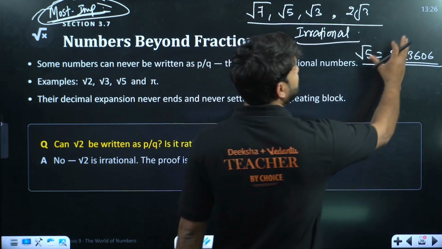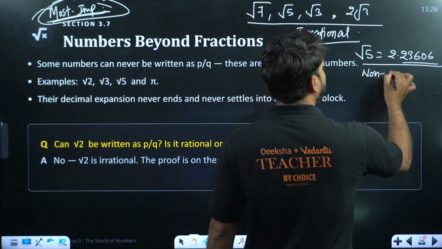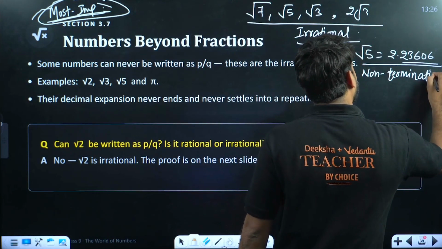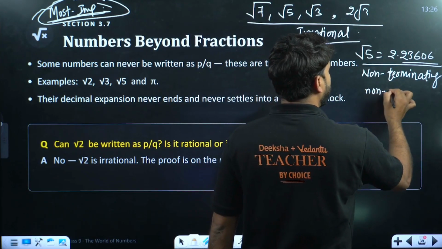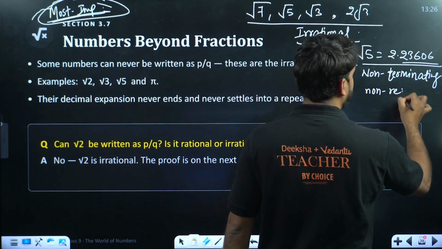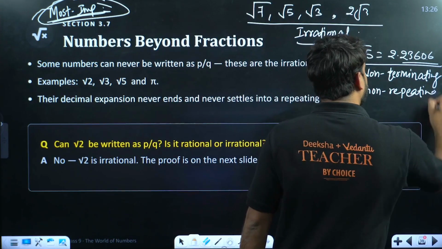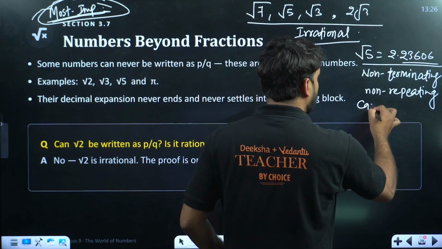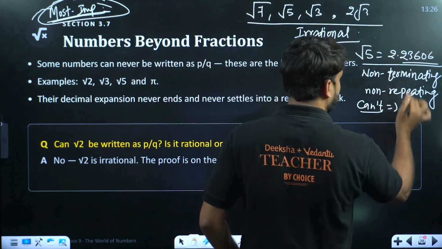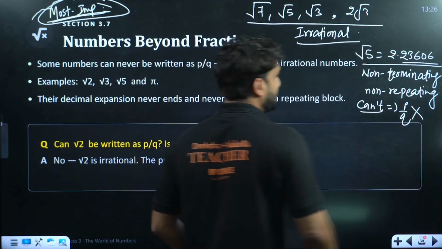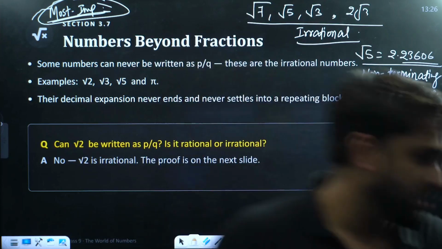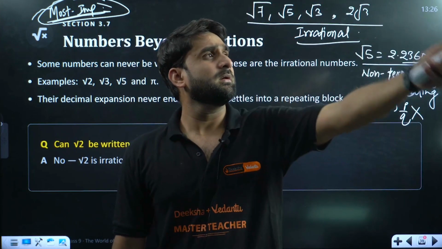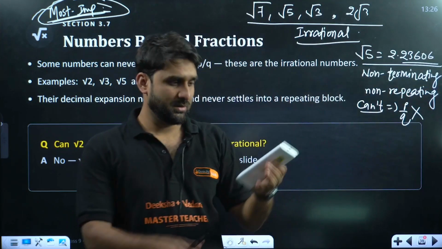And if the situation is non-terminating, non-repeating, because here the repetition is not perfect, then if the decimal expansion is non-terminating and non-repeating, we can't write this decimal in the form of p by q. So this is not a rational number. And if this is not a rational number, this will be an irrational number. I hope this is clear to you all.